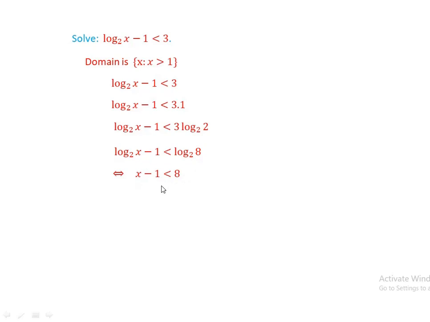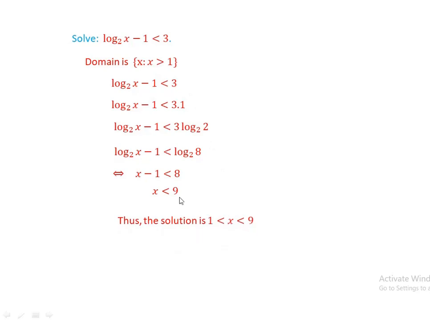Again, by adding 1 to both sides, we have x less than 9. Now, x less than 9 is not the only condition, based on the domain. Our domain is x greater than 1. Therefore, our solution becomes 1 less than x less than 9.